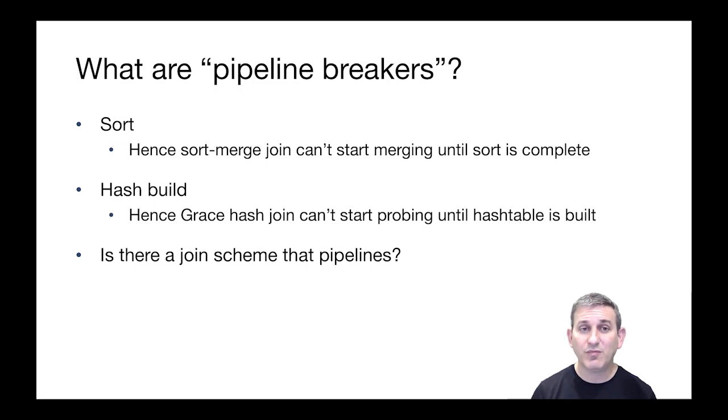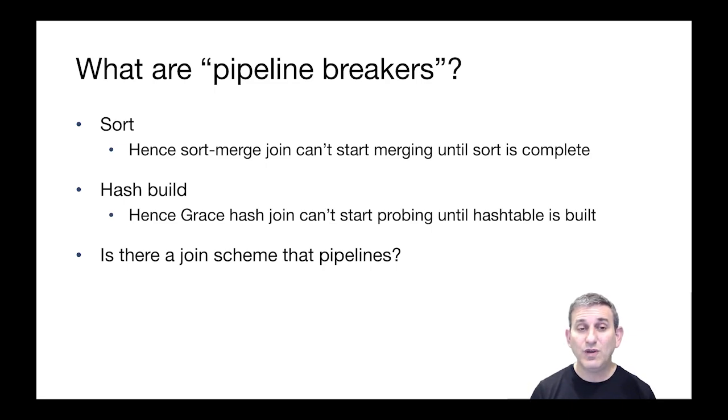Sorting is a big pipeline breaker, right? In order to sort things, we have to consume the entire input before producing any output. So sort merge join, for example, can't start merging until it's finished sorting, and that breaks pipeline parallelism. With hash join, the hash build phase also breaks pipeline parallelism. Building those hash tables has to be completed before we start probing them. So Grace hash join can't start probing until its hash tables are built.